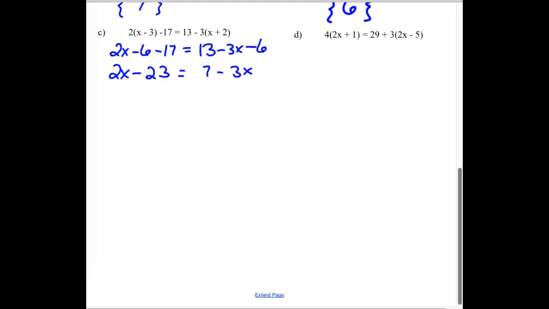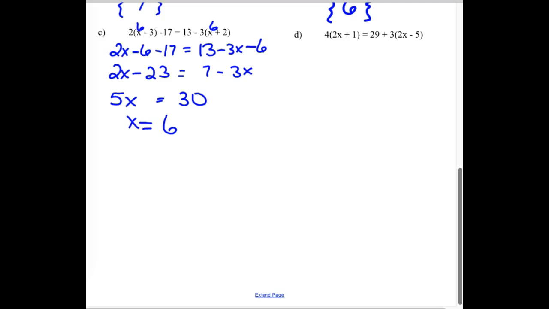Now we need to get variables to one side. Does it matter which side we move them to? No. All right. Let's say we add the 3x over here to the left side. We now have 5x. Can we add the 23 at the same time to the other side? We end up with 30, which means x would have to be a 6. When you check that answer, you have to put a 6 any place there's an x.